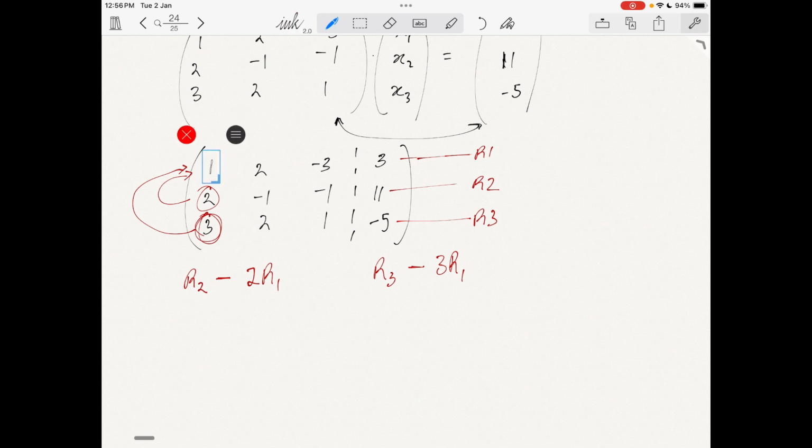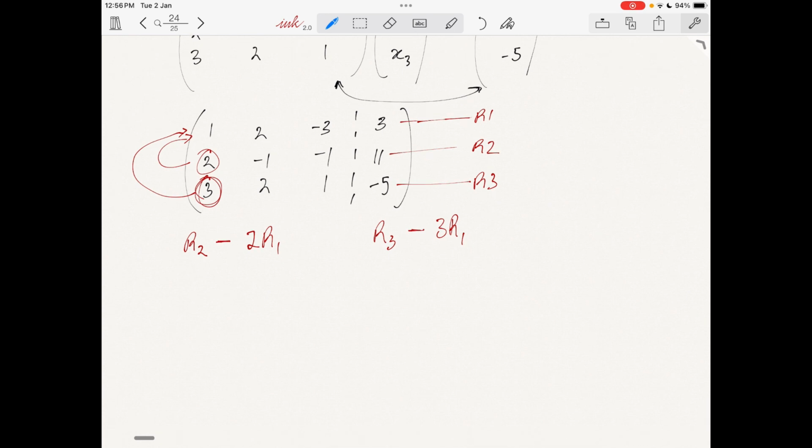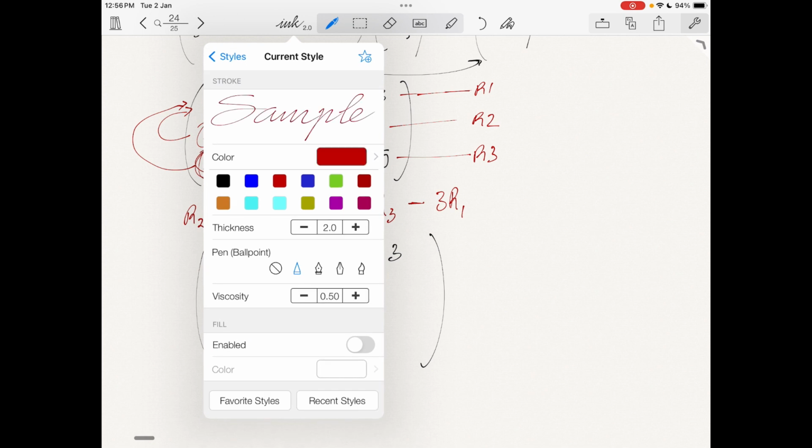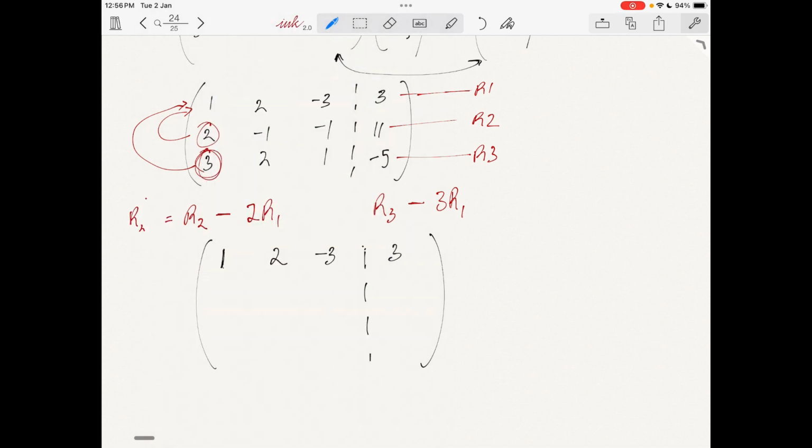Now we are considering row 1. Row 1 is not changing, so I can write row 1 as 1, 2, minus 3, and 3. Since row 2 is changing, we can now call it row 2 prime, and since row 3 is changing, we can call it row 3 prime. Remember that our row 1 is not changing.